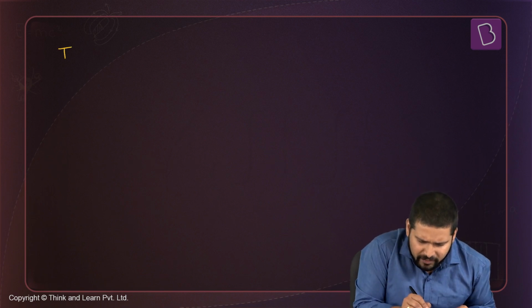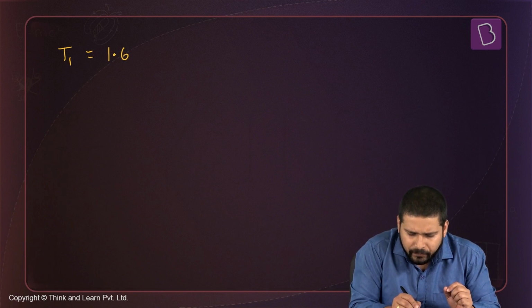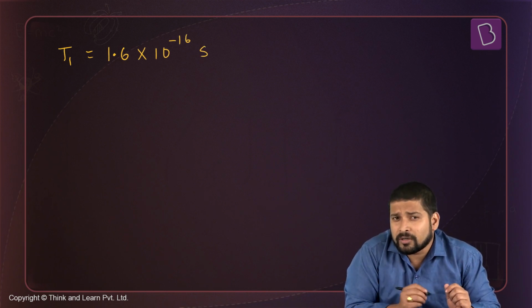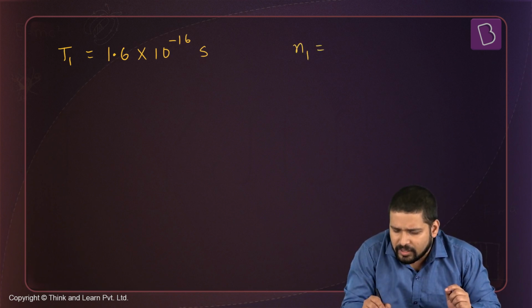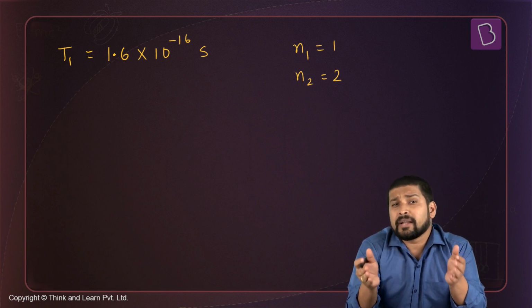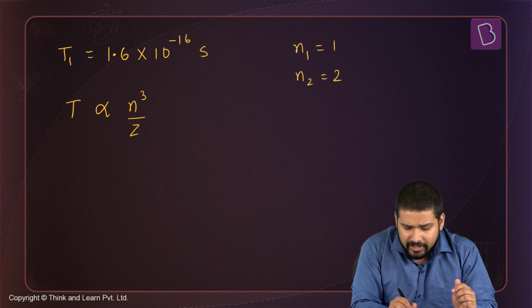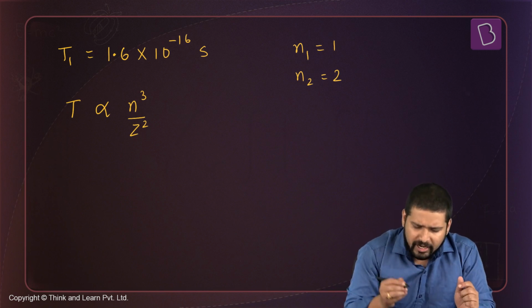So the time period for the ground state, that is T1, is given as 1.6 times 10 to the power of minus 16 seconds, right? And we have to find the frequency for this first excited state. Definitely, we have the value of n1 equal to 1 and n2 equal to 2. For first excited state, the value of n is 2. And the relation between T and n, we have T is directly proportional to n cubed upon Z. Now in this case, since it is a hydrogen atom, the value of Z is equal to 1. So T becomes directly proportional to n cubed.